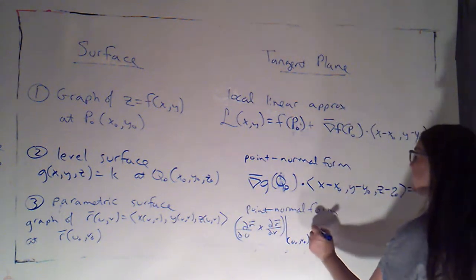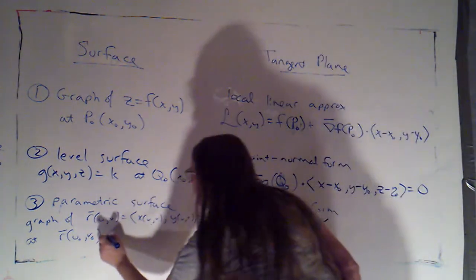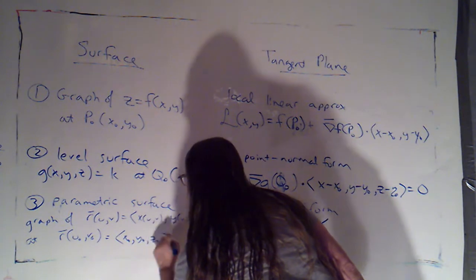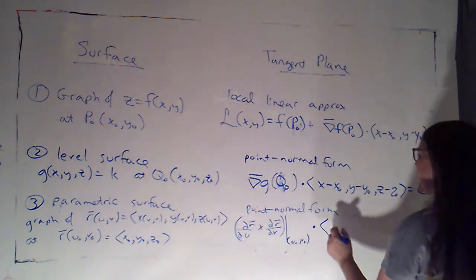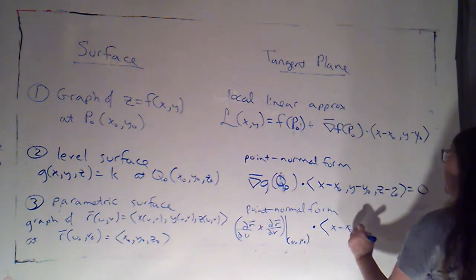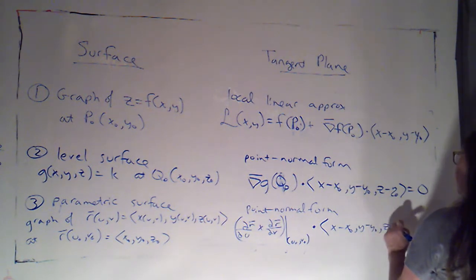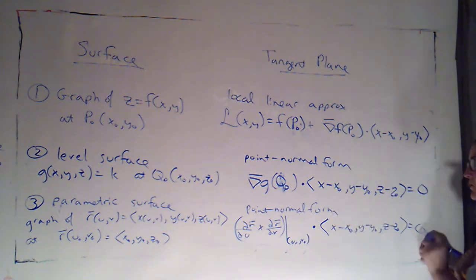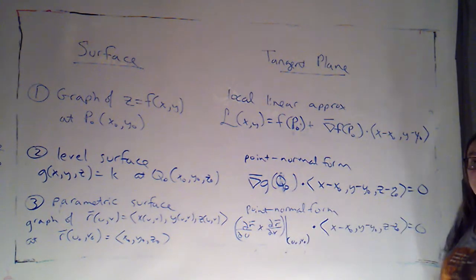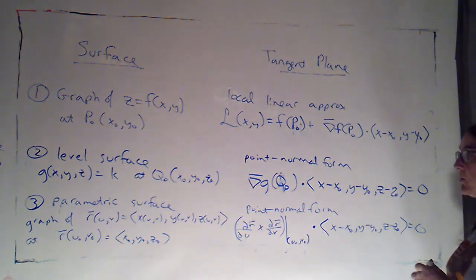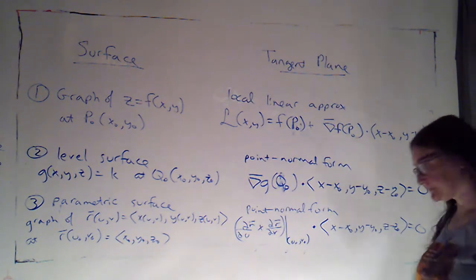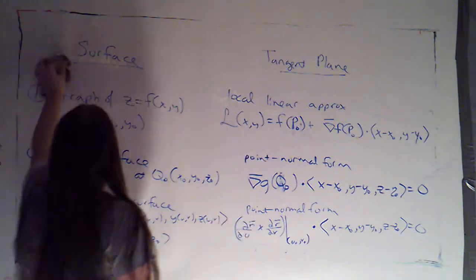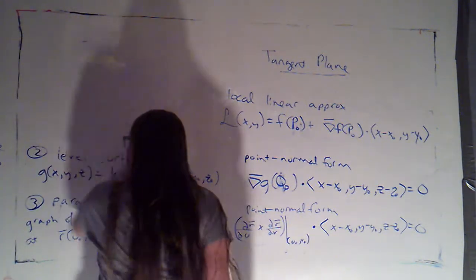Okay. And I would dot that. Let's actually give this point a name. Let's call it x naught, y naught, z naught. So that would be the point of tangency in 3-space. So I'd be dotting with x minus x naught, y minus y naught, z minus z naught, and of course getting 0. So it's still point normal form, but a different way of calculating what's going to be normal to my tangent plane. So let's just do an example of that.